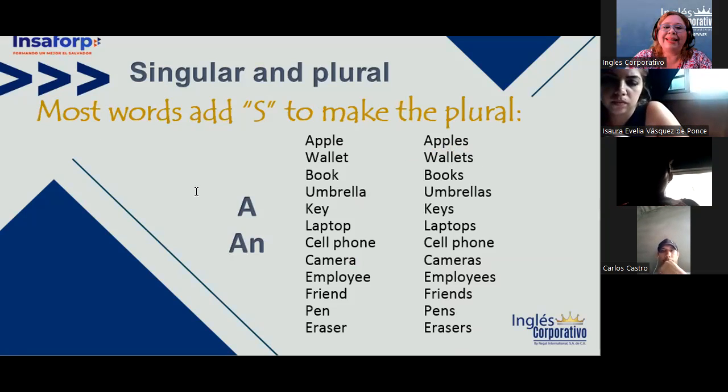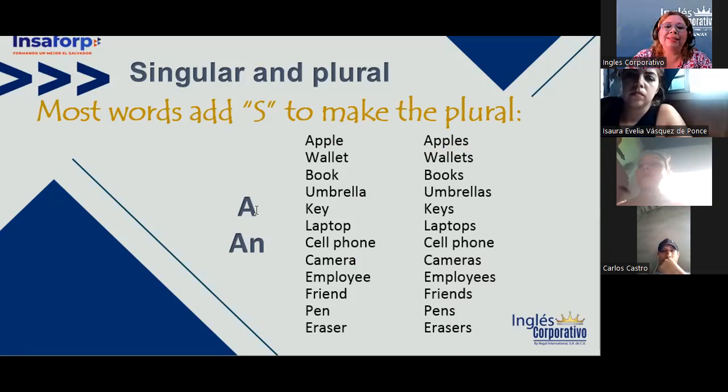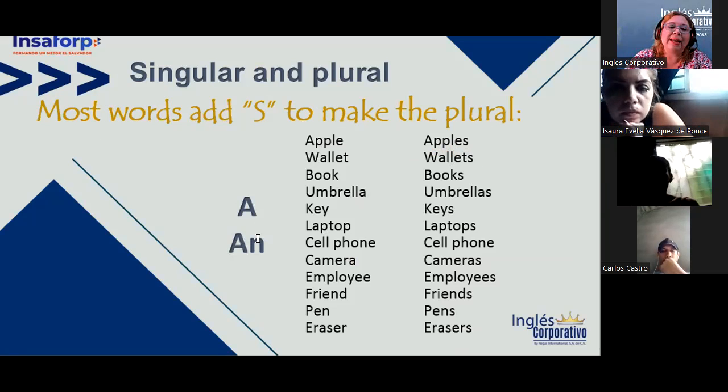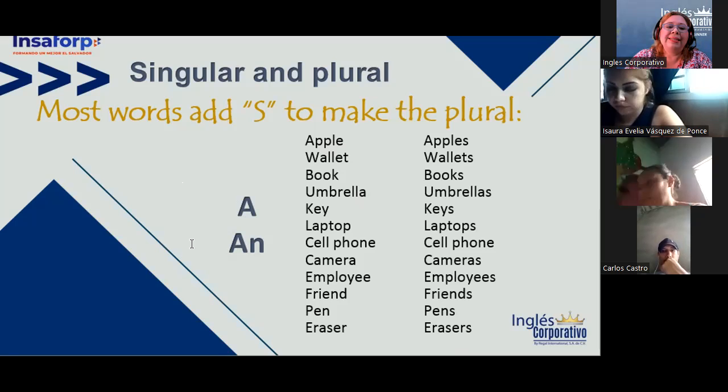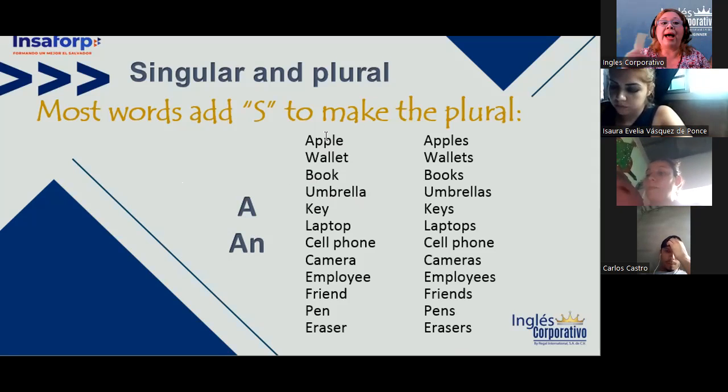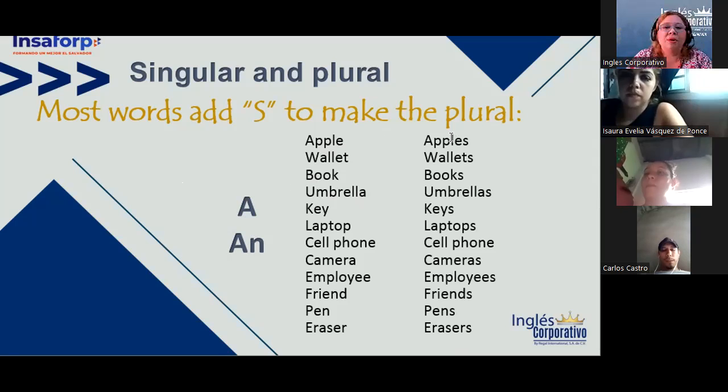Y si uso un demostrativo para decir qué es cada cosa, what's this? This is an apple. Why an? Porque la palabra que empieza aquí es vocal. Entonces tengo que usar este artículo, ¿ok? This is an apple. This is a wallet. This is a book. This is an umbrella. This is a key. Ahora, si lo voy a decir en plural, usando el demostrativo, ya no uso a ni an. These are apples. These are wallets. These are books. ¿Ok? Así, miren la diferencia de la pronunciación. These are umbrellas.